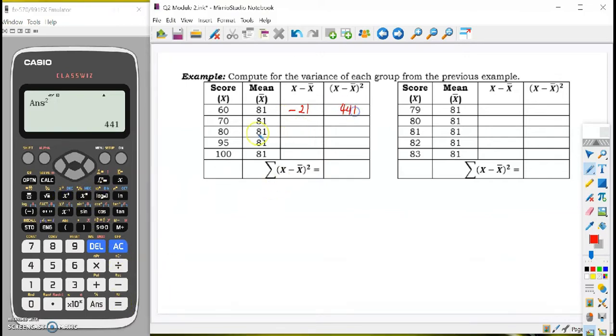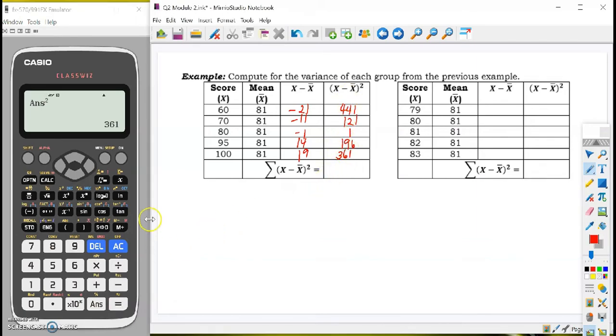So that's negative 21. Squaring that, we have 441. 70 minus 81. So you have to get ready with your calculator. That would be negative 11 squared, and the answer is 121. 80 minus 81 is negative 1. Squared, that would be 1. 95 minus 81, the answer is 14. Squared will give us 196. Next, we have 100 minus 81, that would be 19. Squaring 19, we have 361.